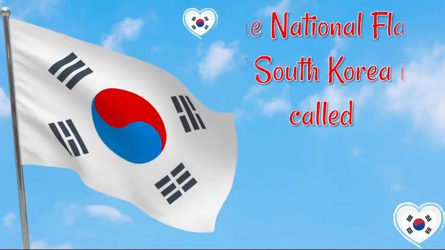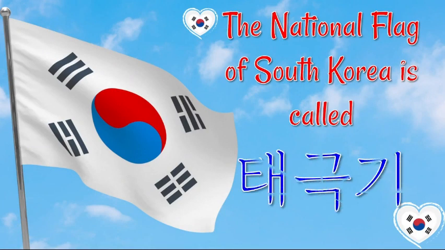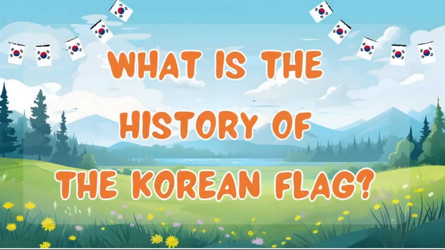So here is the answer. The national flag of South Korea is called Taegukgi. Taegukgi. Okay, now let's move on to the second question, and that is, what is the history of the Korean flag? Now let's see what is the story behind the Korean flag, how it came into existence.